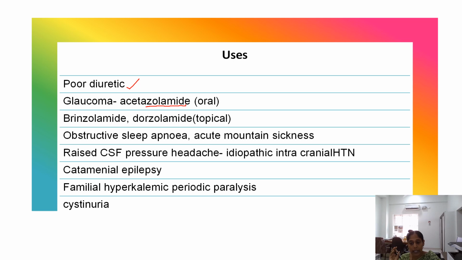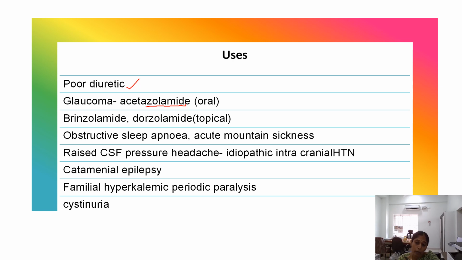Acetazolamide is given as an oral drug for the treatment of angle closure glaucoma. So that is one main use, and another is acute mountain sickness. So what happens at high altitude? Because of hypoxia, the patient will try to hyperventilate to get rid of carbon dioxide. So the patient will be hyperventilating, and respiratory alkalosis will be there.